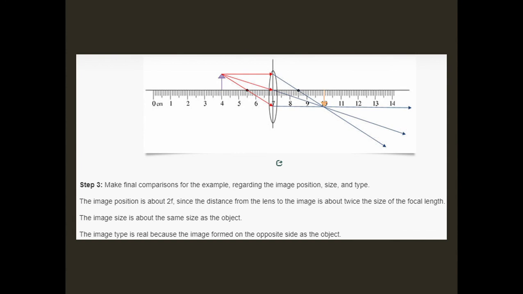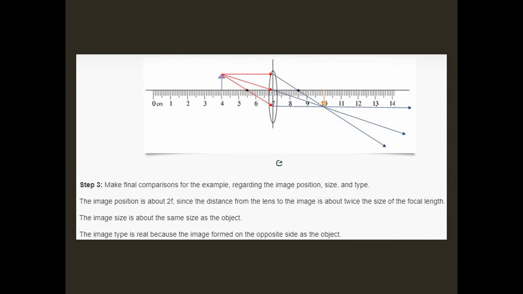Now we continue. The image size is about the same size as the object. Okay, so what happens here is that since we have the same distance from the focal point to the image, then we're going to create an image with the same size, right? Let's go with the next one.